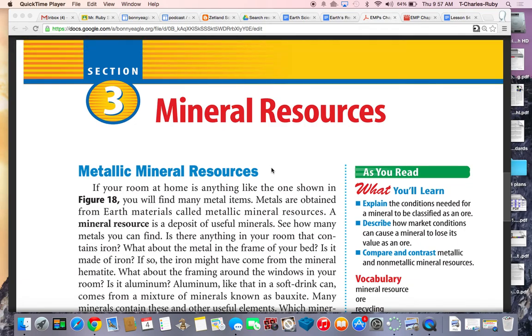Earth's Materials and Processes, Chapter 3, Section 3, Mineral Resources.